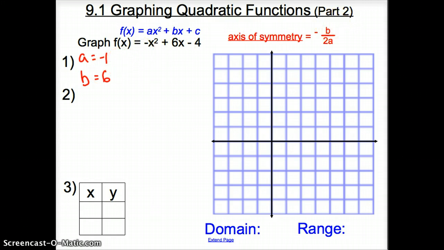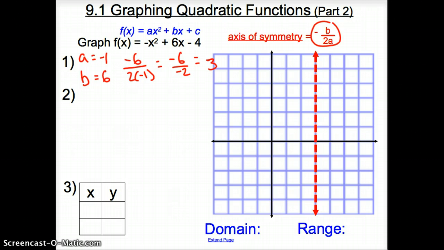Now we're going to find the axis of symmetry using this formula right there. So it's negative, or opposite B, which is opposite 6, over 2 times -1. We simplify that to get -6 over -2, which is +3. So that is our axis of symmetry. So we are going to make a line at +3.